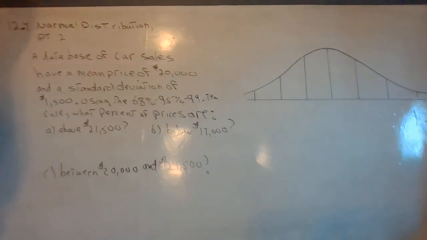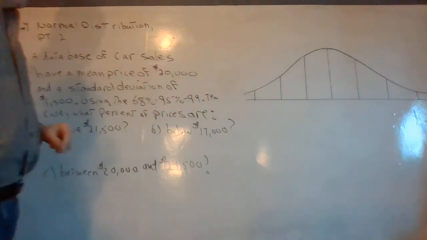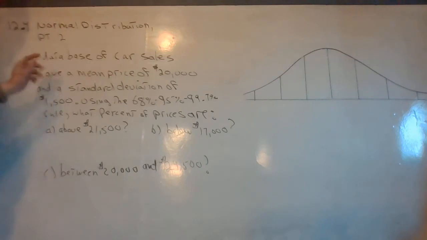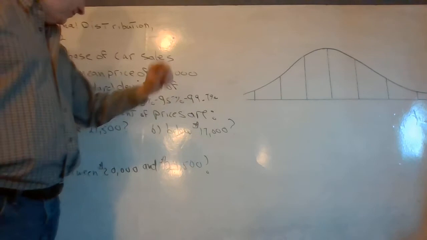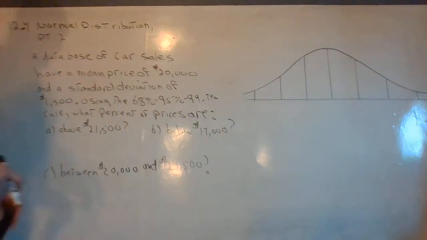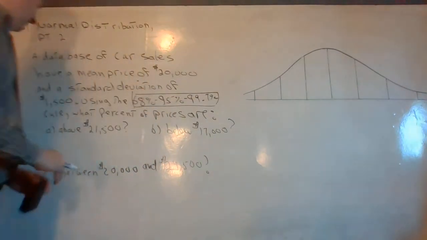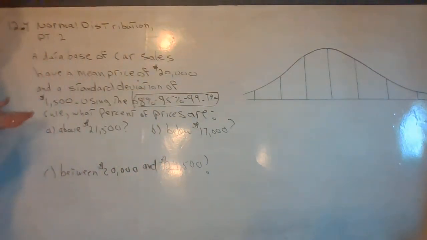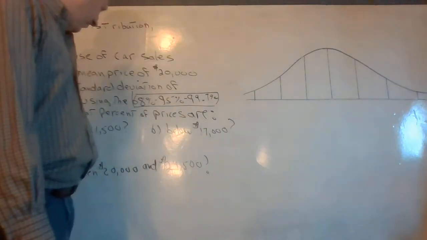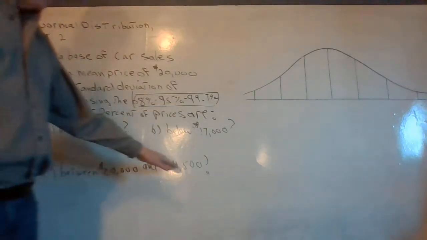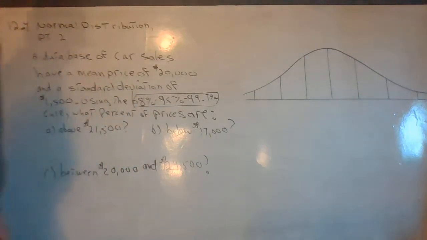Normal distribution part 2. We have a database of car sales with a mean price of $20,000 and a standard deviation of $1,500. Using the 68, 95, 99.7% rule, this is an assumption of a normal distribution. What percentage of prices are above $21,500, below $17,000, and between $20,000 and $20,500?